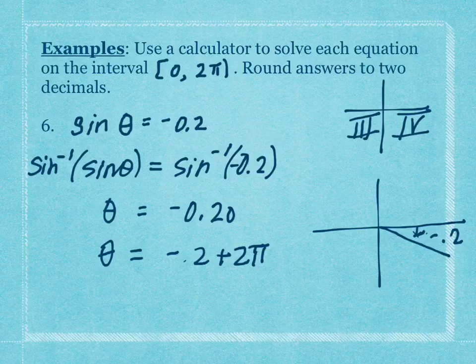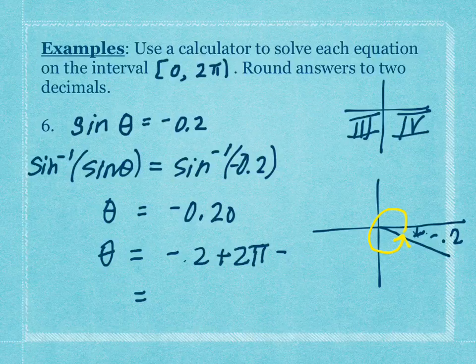I still have a quadrant 3 answer that I haven't gotten to yet, right? But adding 2 pi to a negative angle, what it'll do physically is it'll swing me back all the way around to here. Same spot. It'll just be moving in the positive direction now instead of the negative direction. All right, so what is negative 0.2 plus 2 pi? Okay, so this is definitely one of my solutions, 6.08.